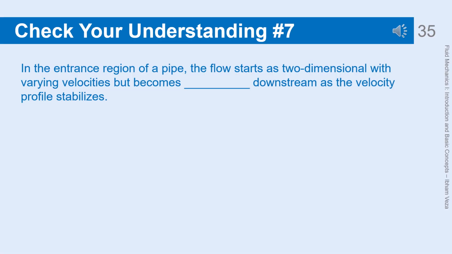Check your understanding number 7. This question emphasizes that fully developed flow can be treated as one-dimensional. In the entrance region, velocity still varies in two directions. After a sufficient distance, the velocity profile no longer changes along the pipe. This understanding is important for simplifying pipe flow analysis. This question ensures that the term one-dimensional is properly understood.